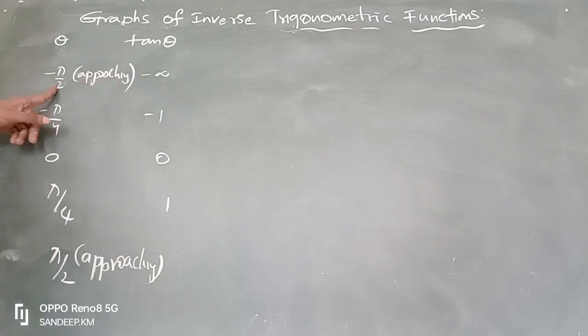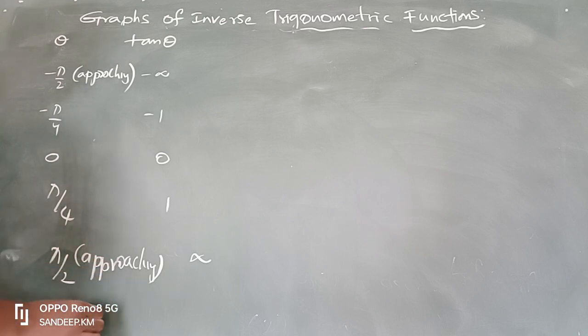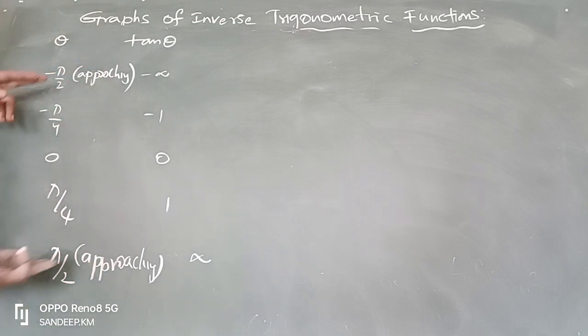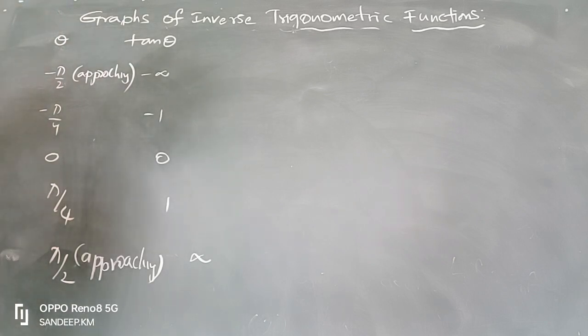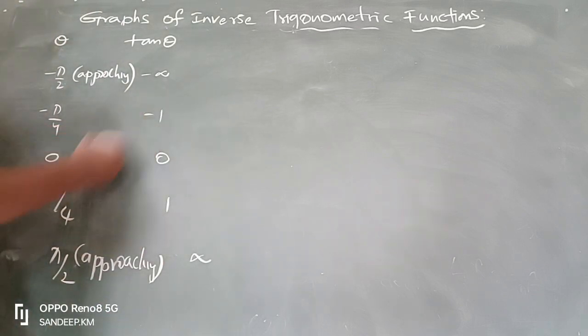When theta approaches minus pi by 2, tan theta approaches minus infinity. When theta approaches plus pi by 2, tan theta approaches plus infinity. Approaching from which side? From the left side. That means a value which is just lesser than pi by 2. And here, a value which is just more than minus pi by 2. Keep this in mind. We will discuss more about this in the chapter of limits in calculus. Okay. So anyhow, come to this.